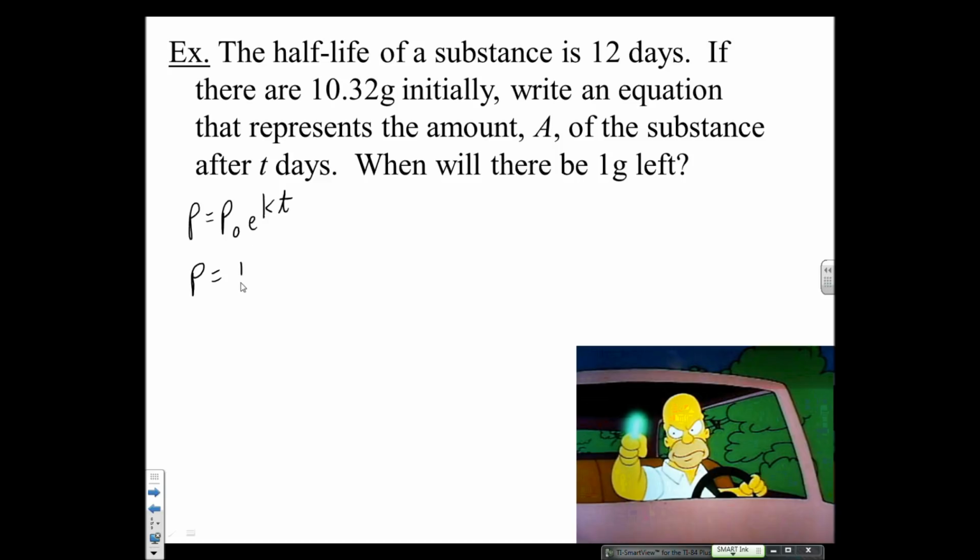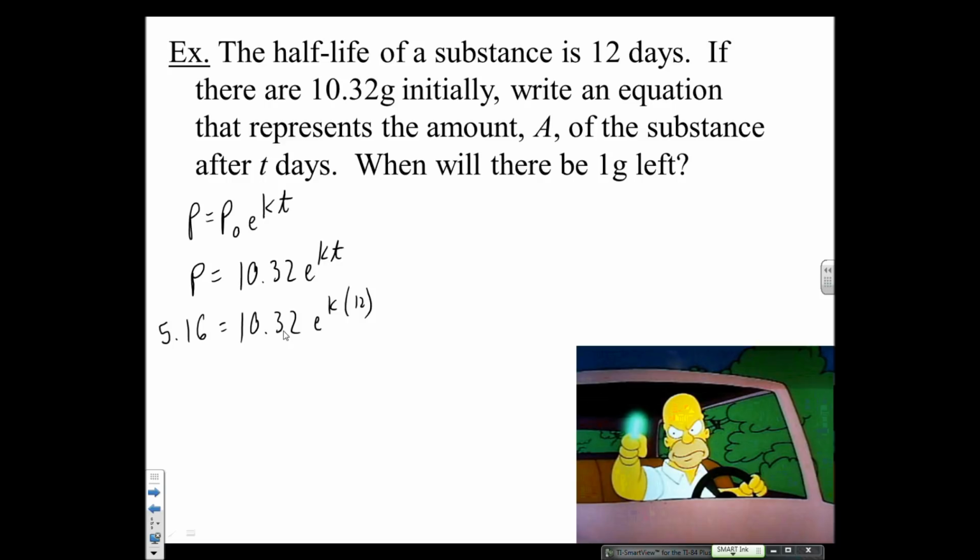We know that our initial amount is 10.32, so let me put that in there. And we know that the half-life is 12 days, which means that when t is equal to 12, the amount of the substance left is half of what we started with, 5.16. Now, let me take a step back and just say that I'm using one of these 3 exponential models. Some of you may have learned an exponential model for half-life. You are very welcome to use that. I don't usually teach it because it's just one more thing to memorize that isn't necessary. But you are very welcome to use a half-life formula if you know it.